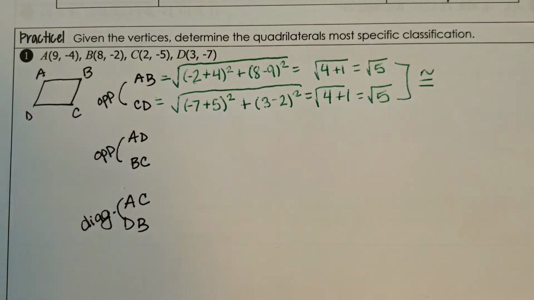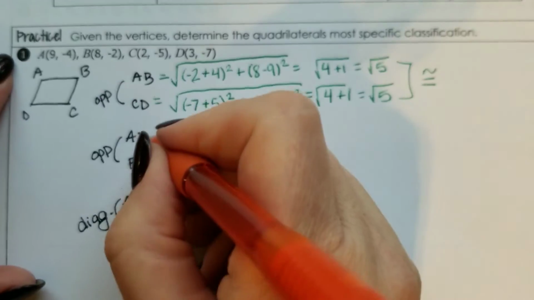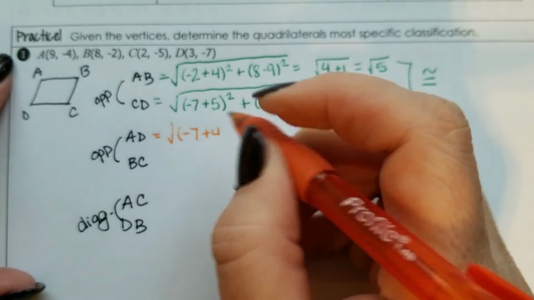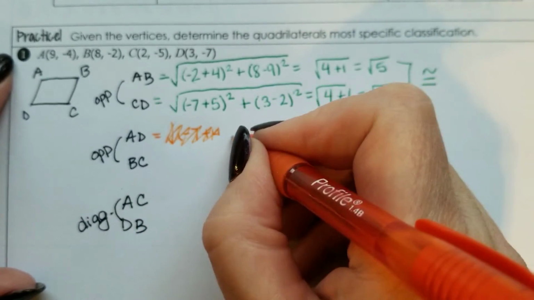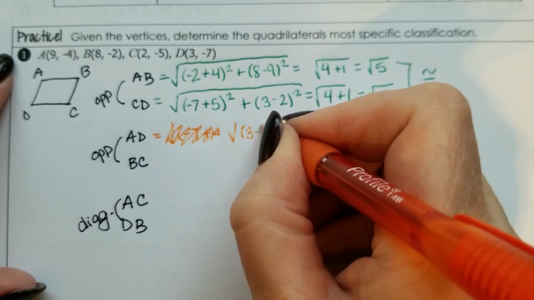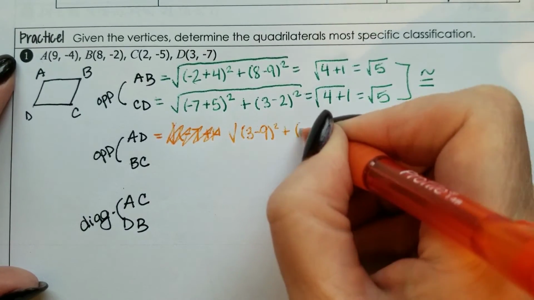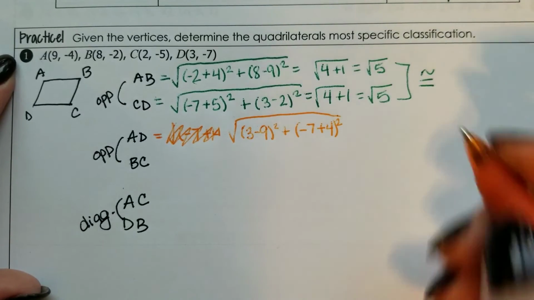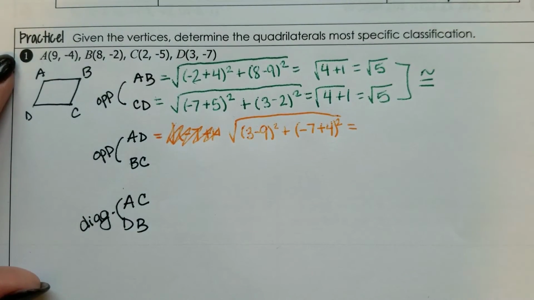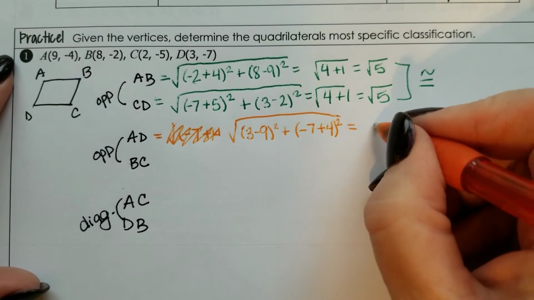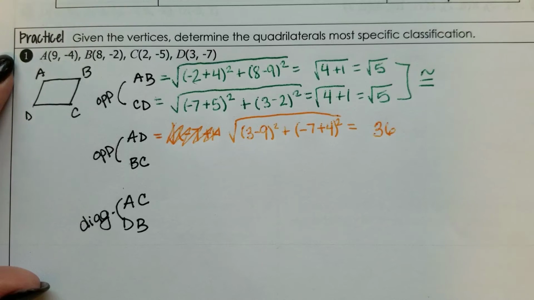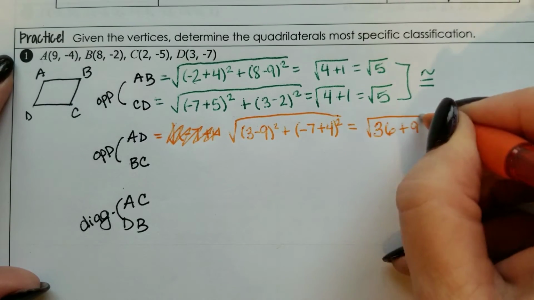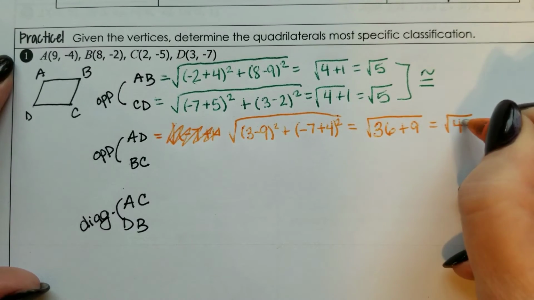So let's check the next set of opposite sides. We have AD. Oops, that's my x's. Let me start that over. We'll have 3 minus 9 squared plus negative 7 minus negative 4 squared, all under the radical. 3 minus 9 is negative 6. Negative 6 squared is going to be 36. Negative 7 plus 4 is negative 3, and negative 3 squared is 9. So this is going to give us the square root of 45.